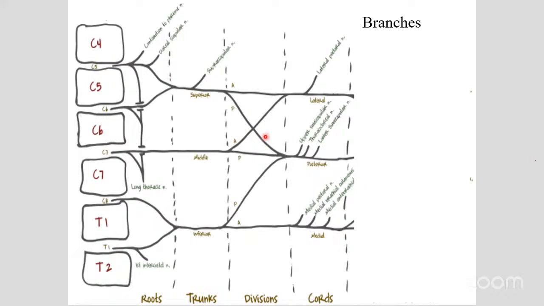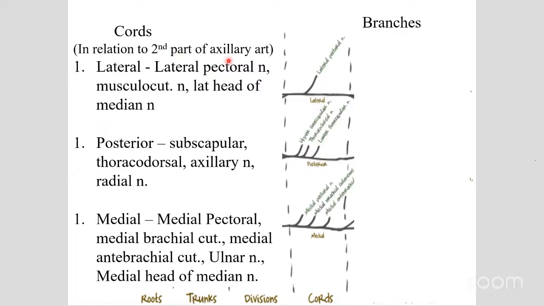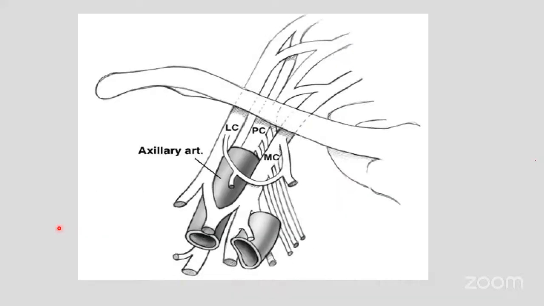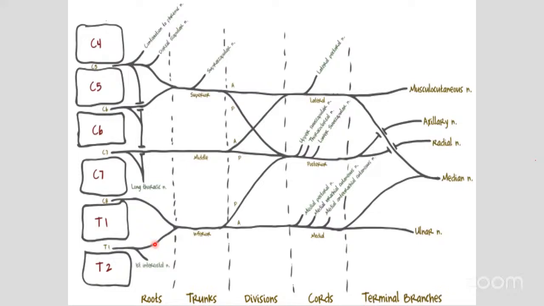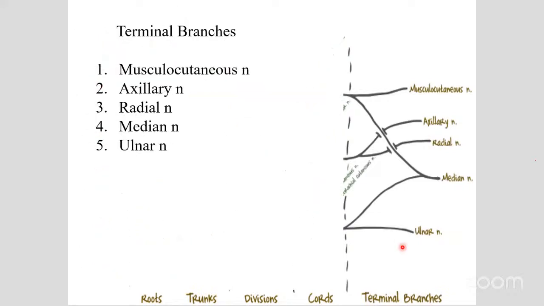The branches from the cords are in relation to the second part of the axillary artery. The lateral cord gives rise to the lateral pectoral nerve, musculocutaneous nerve, and lateral head of the median nerve. The posterior cord gives rise to the subscapular, thoracodorsal, axillary, and radial nerve. And the medial cord gives rise to the medial pectoral, medial brachial cutaneous and medial antebrachial cutaneous branches, and the ulnar nerve and medial head of the median nerve. This is in relation to the axillary artery: lateral cord, posterior cord, and medial cord. The terminal branches are musculocutaneous, axillary, radial, median, and ulnar nerve.